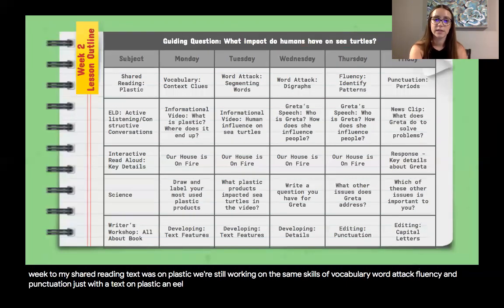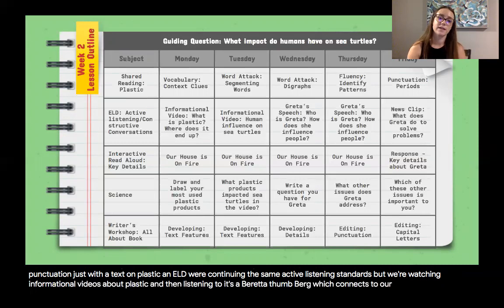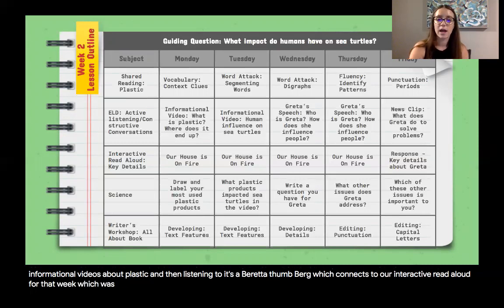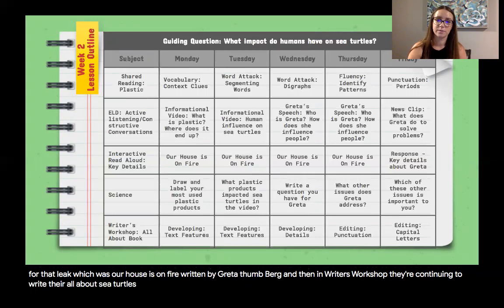In ELD, we're continuing the same active listening standards, but we're watching informational videos about plastic and then listening to Greta Thunberg's speech and news clips of Greta Thunberg, which connects to our interactive read aloud for that week, which was Our House is on Fire, written by Greta Thunberg. And then in Writer's Workshop, they're continuing to write their All About Sea Turtles book.